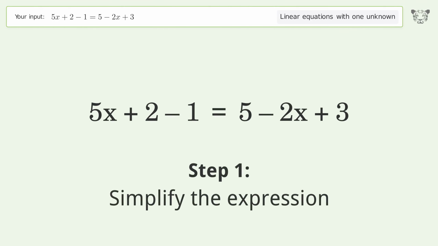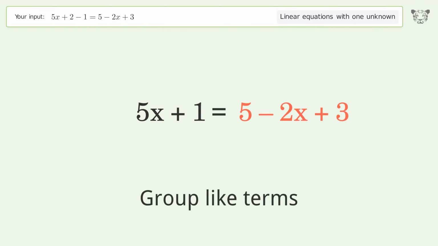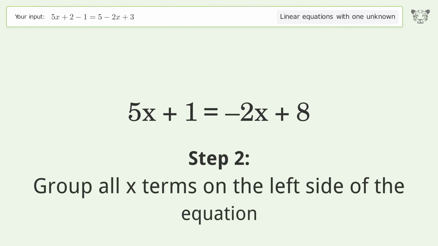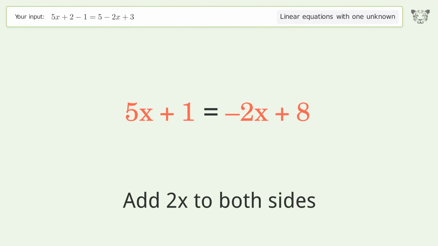Simplify the expression. Simplify the arithmetic. Group like terms. Simplify the arithmetic. Group all x terms on the left side of the equation. Add 2x to both sides.